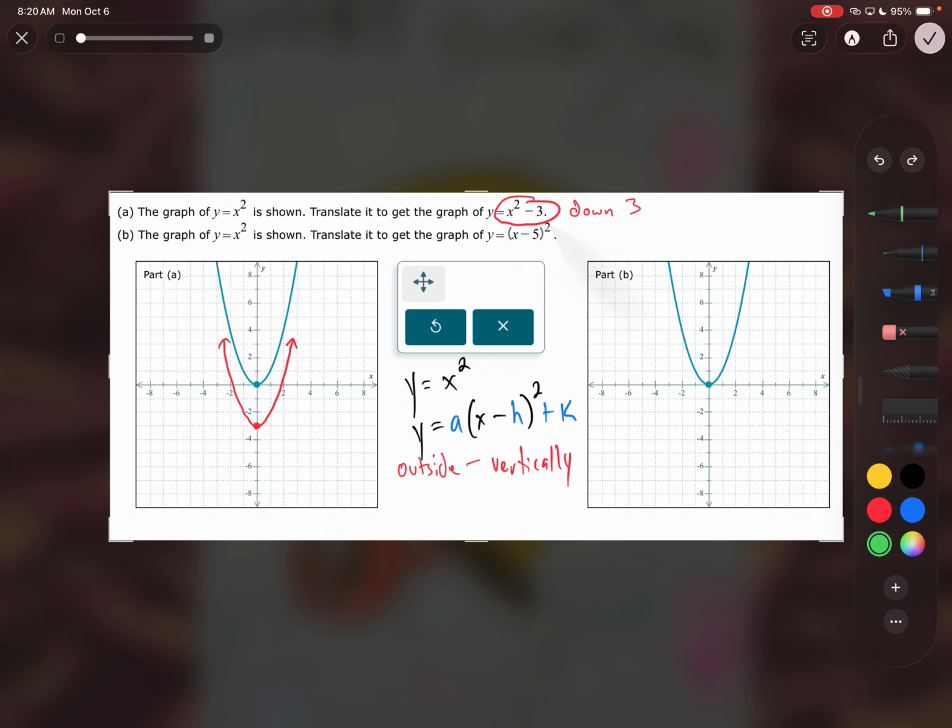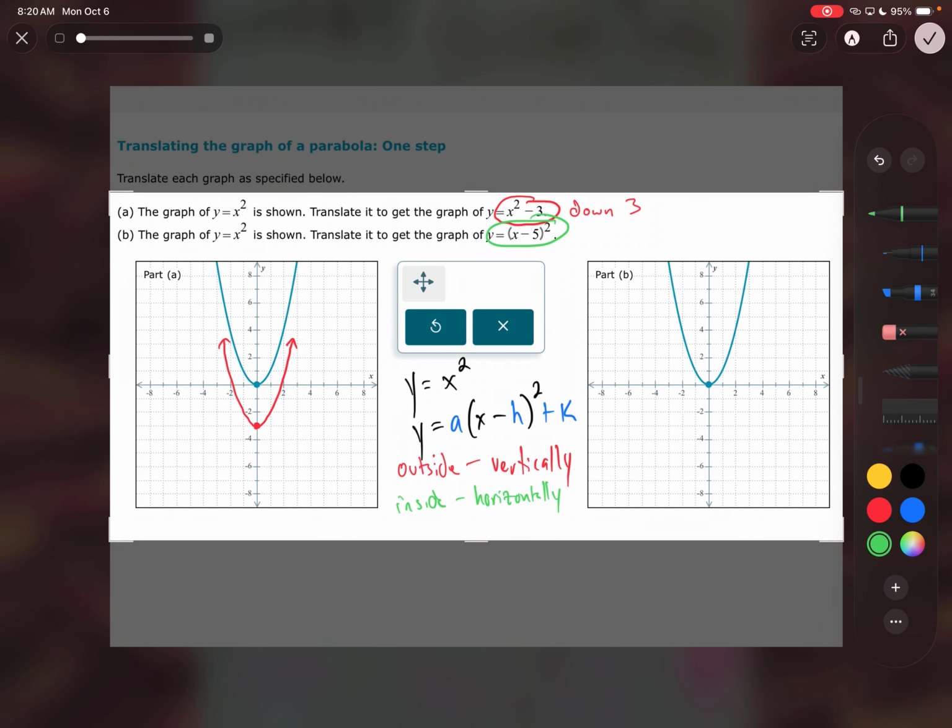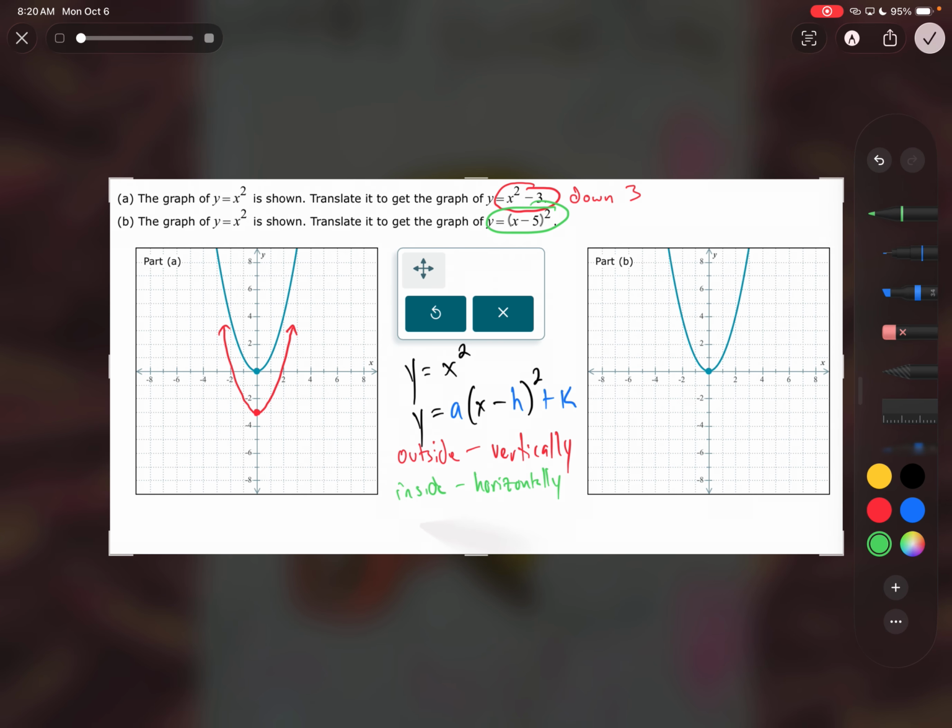Okay. If I look at this one, this I would call the inside. The inside always does something horizontally. So if you are inside the part that's being squared, or if you're inside the absolute value, or if you're inside the square root, it's going to move it left or right. The problem with the inside is you always think opposite. Okay?